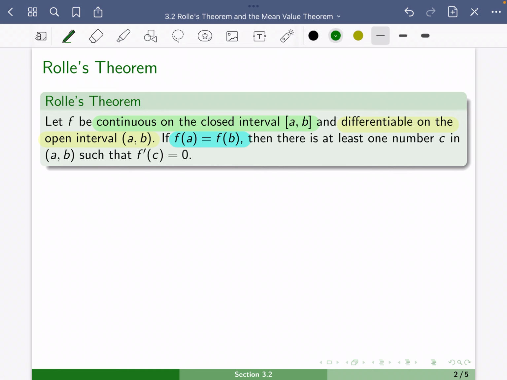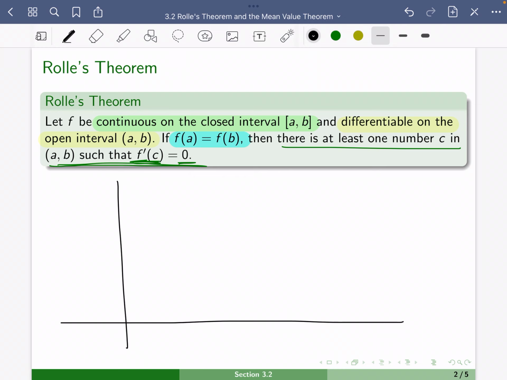it guarantees there is at least one number c in the open interval where the derivative at c is equal to 0. And so if we have some function, and here at a, and our function value at b, our function value at a and at b are exactly the same. Right? So that's what this part tells us.